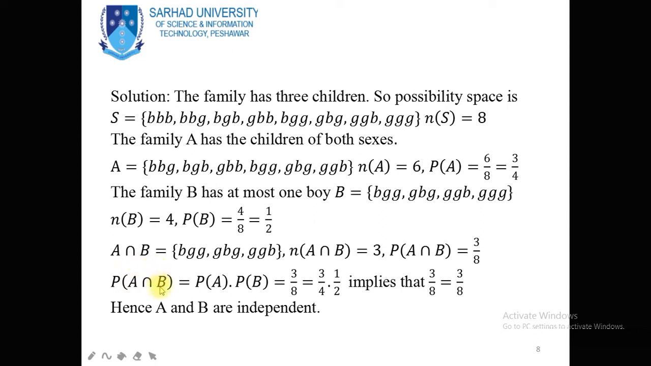So probability of A intersection B is equal to probability of A times probability of B, and A and B are non-mutually exclusive events. So probability of A intersection B is 3 by 8, and this 3 by 8 is actually probability of A, 3 by 4, times probability of B, 1 over 2. So this is equal to 3 by 8. So the left hand side and the right hand side are equal. This means that A and B are independent events.